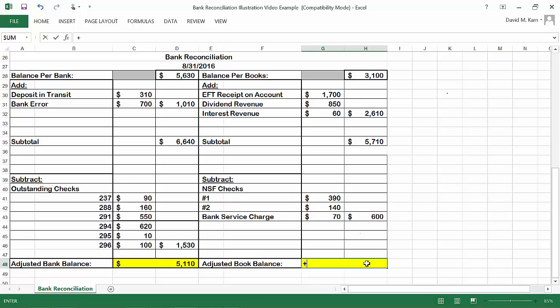Okay, so then we simply take the 5710 minus the $600, and notice that we get the same 5110 balance for the adjusted book side, and notice that they equal in both cases, where the adjusted bank balance equals the adjusted book balance. So it looks like we're in agreement here. So let's pause here, and then I'll come back to you in a few moments, and we'll do the journal entries. Remember, we only have to do the journal entries for the book side, in this case for Watson.